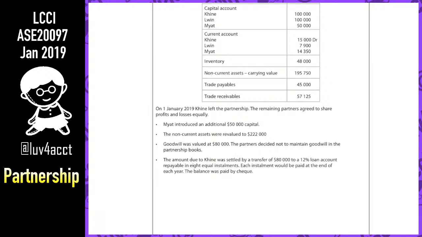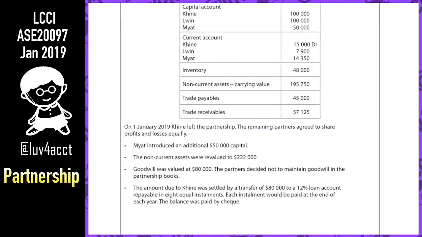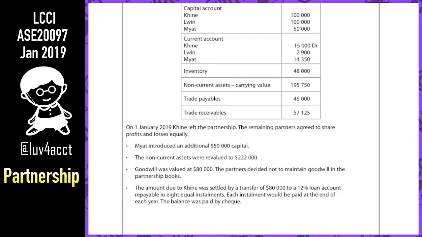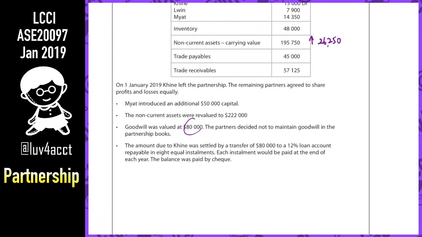Met introduced additional capital of 50,000. Non-current asset valued at 222,000. So the non-current asset was 195,750, now it is 222,000, an increase of 26,250. Goodwill valued at 80,000. The partners decided to maintain goodwill in their books. The amount due to Kind was settled by a transfer of 80,000 to a 12% loan account.